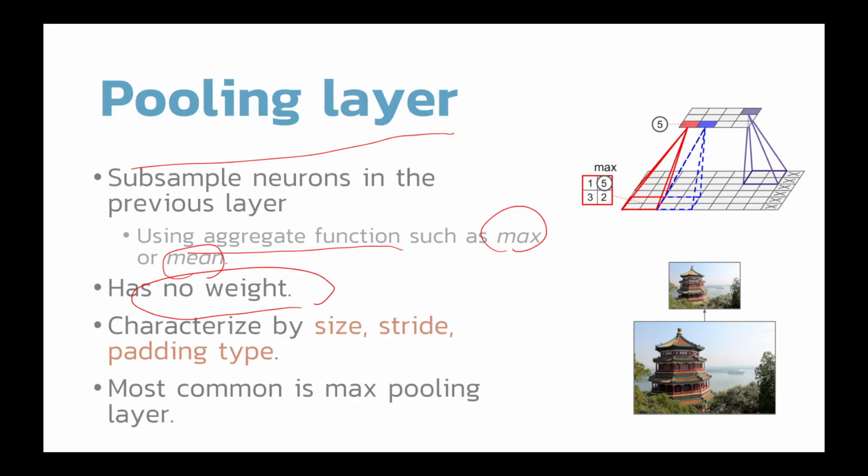For example, the max feature and the mean feature. And this one also has a size, stride, and padding type, similar to the CNN layer. The most common pooling layer that we want is actually max pooling. This one is just going to collect the max value in that certain aggregating region.